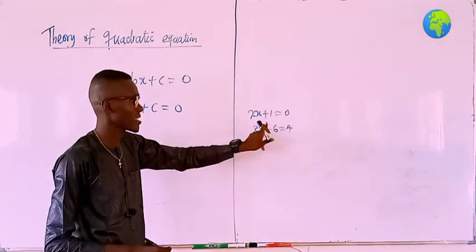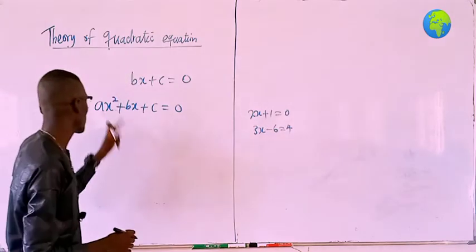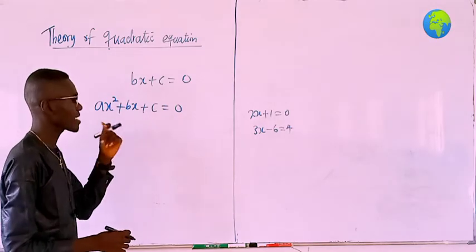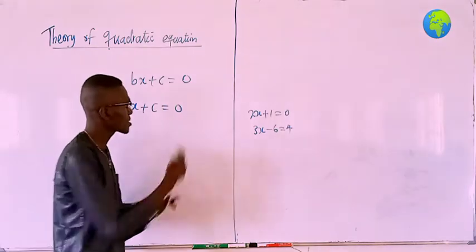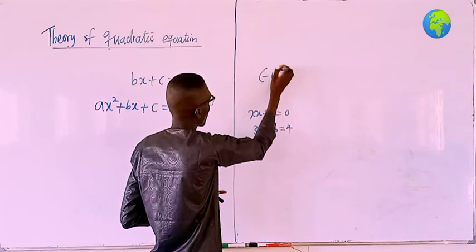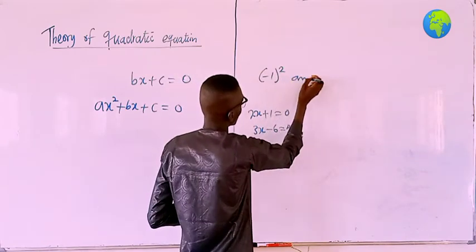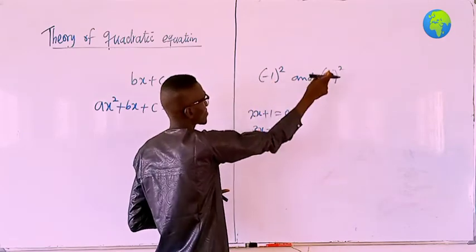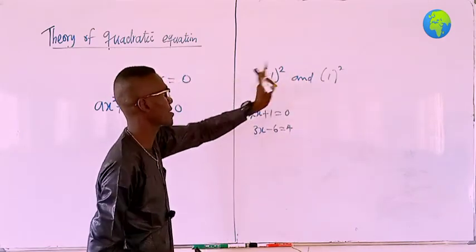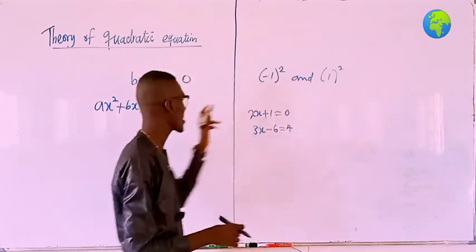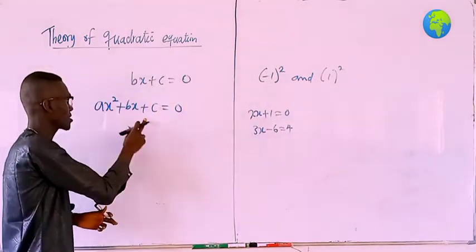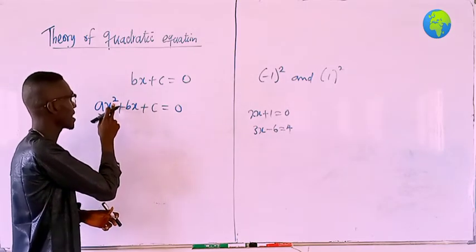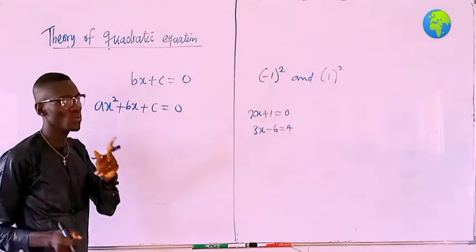Because looking at the power of x, it is power 1, right? But this time around, we have power 2. And you know, when we have power 2, that means two results. That's when I have minus 1 power 2 and when I have 1 power 2. Minus 1 power 2 is the same thing as 1 power 2 because minus 1 squared is 1, and 1 squared is 1. So that means anytime you have an equation that has the degree of the variable x to be 2, you are going to have two results.